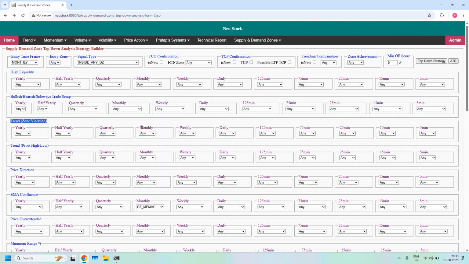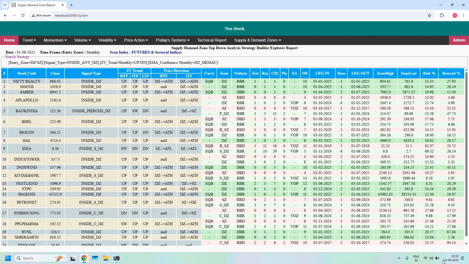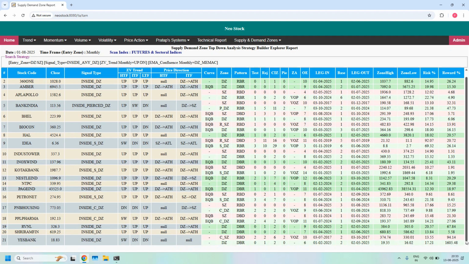And also trend on the monthly should not be sideways. So first 20 stocks in the list. Scrolling the list down. So total 21 stocks we got.